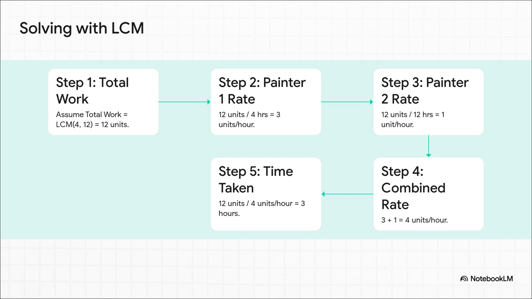The fast painter's rate? That's 12 units in 4 hours, so 3 units per hour. The slower painter? 12 units in 12 hours, easy, 1 unit per hour. Their combined rate is just 3 plus 1, which is 4 units an hour. To finish the total 12 units, we just divide 12 by 4 and we get 3 hours. Same answer, 0 fractions, so much cleaner, so much faster.